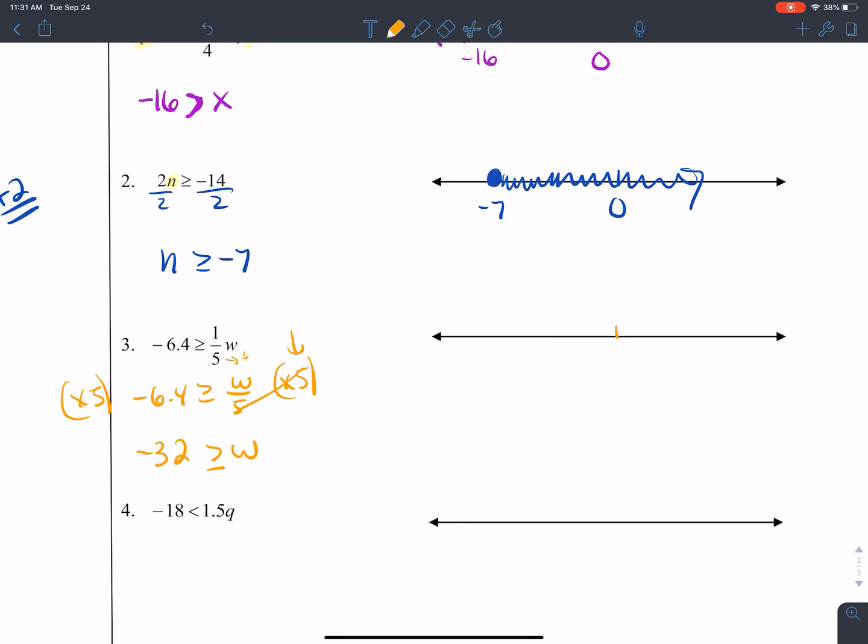So we'll graph our solution, put a closed circle at -32, and -32 is the biggest because the symbol is facing that, which means my w's are going to be less than that.